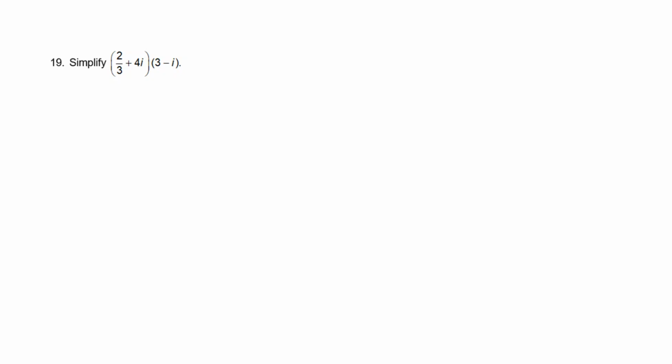Okay, number 19. This is just a simple FOILing problem, but it's a little more complicated, so let's FOIL it. This is going to be 2/3 times 3 plus negative 2/3 i plus 12i minus 4i squared. Okay, so now I'm going to cancel that, so I have 2.